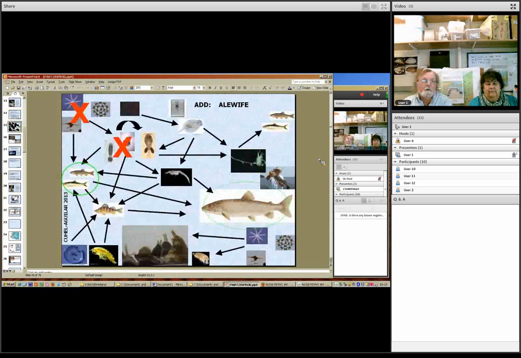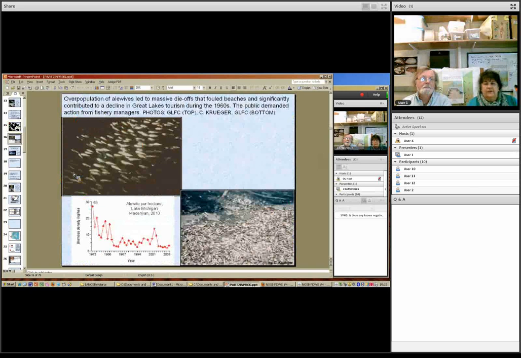So here's our diagram with the alewife, and what it shows is that when they were enhanced, the zooplankton and the phytoplankton were decreased, and in the green dotted circle, there's an opportunity for a new top predator. So here we have the overpopulation that we have been showing you, and they're schooling here. And again, this is in another part of the lake. So here you can see how they were really dense in population in the 70s, and you can see how they are decreasing with time, and now they are just a background population, and we still see them when we go out on the lake.